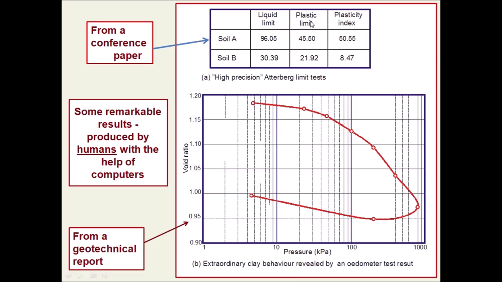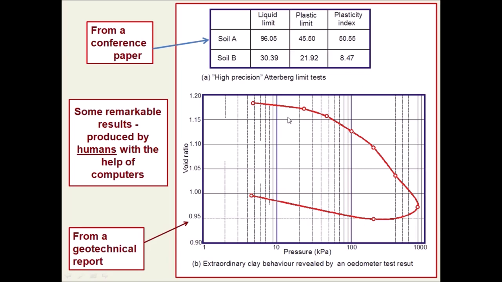The liquid and the plastic limit were originally defined by Casagrande as whole numbers, so they should only ever be given as whole numbers, which is a totally sensible thing to do, because there's no way you can measure them to the accuracy of even one place after the decimal point.